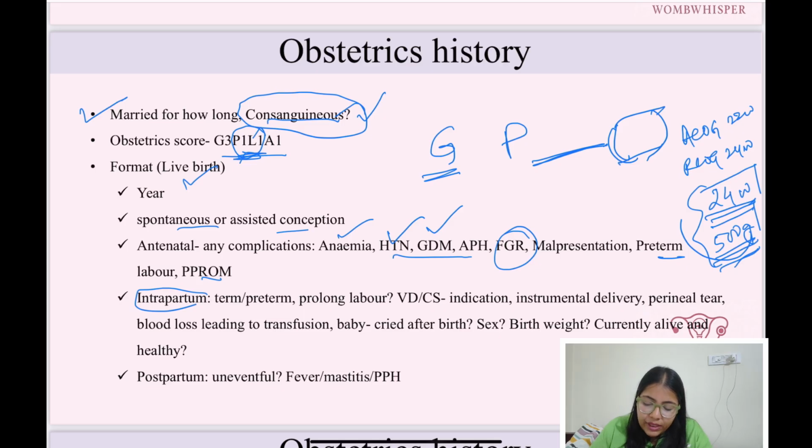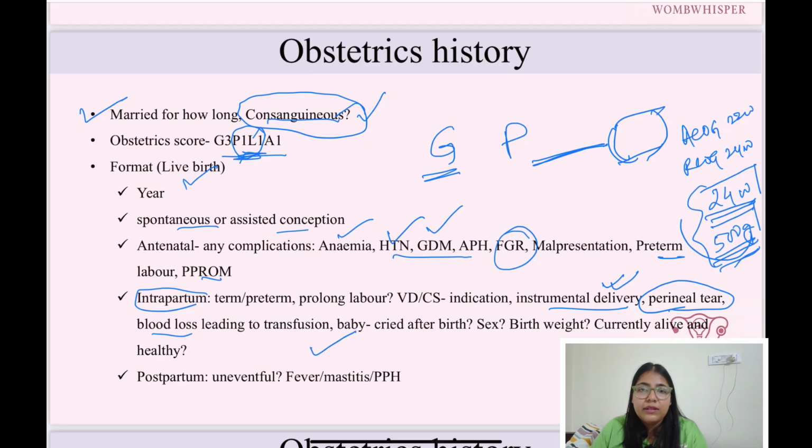And if there was instrumental delivery, then what was the reason? There may be maternal exhaustion or fetal distress or anything. And if there was any perineal tear, like third degree, fourth degree, any PPH, if she required any blood transfusion, then you ask about the baby. If the baby cried after birth, what was the sex, what was the weight of the baby, is the baby currently well and alive, has it received immunization or not. So you ask about all this.